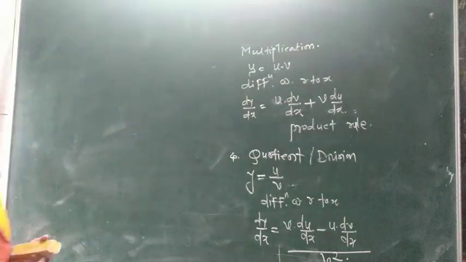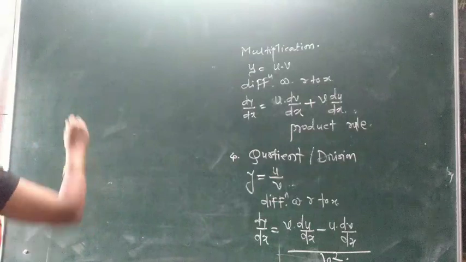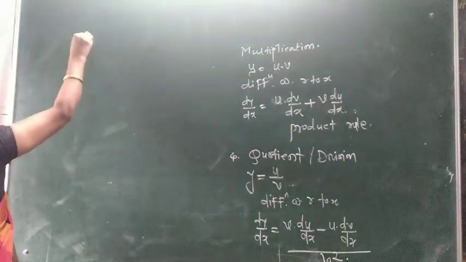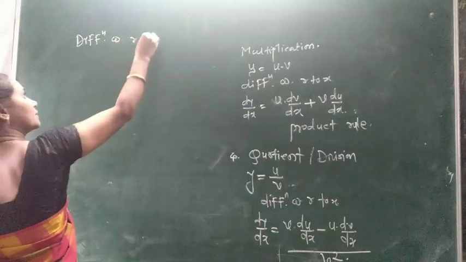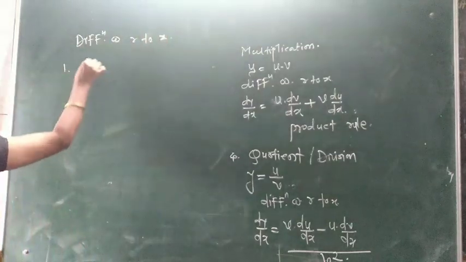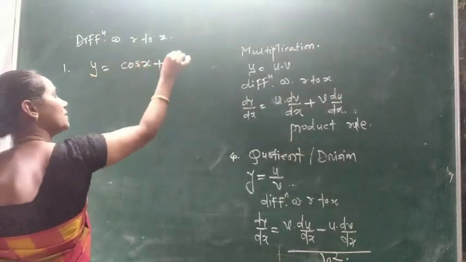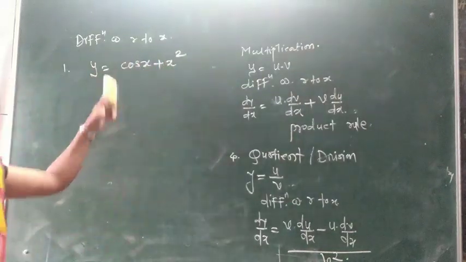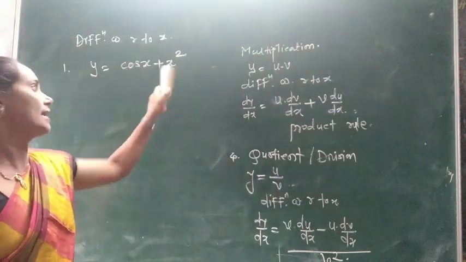And all these four rules we have already proved in 11th standard. So differentiate the following with respect to x. So we will take y is equal to cos x plus x square. So here instead of u, cos x, and instead of v, here we take x square.